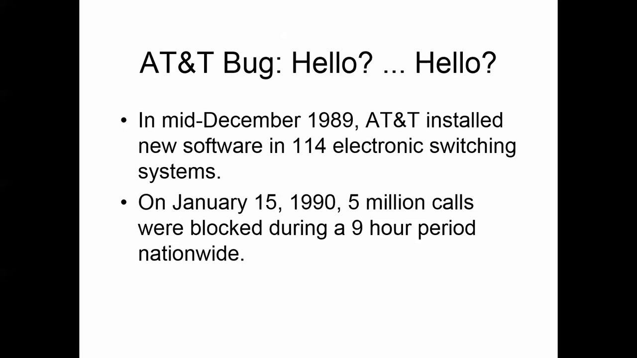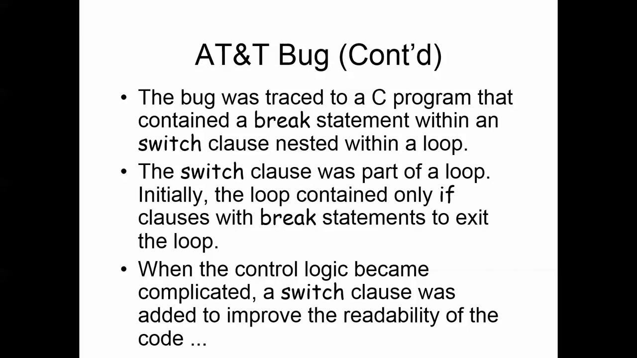All right. AT&T has had its share of bugs. Blocking calls back in 1990, 5 million calls were blocked over 9 hours. Lots of unhappy customers. So the bug was actually traced to a C program, and C is notorious for buffer overflows and bugs in it, but it was actually a break statement in a switch clause nested within a loop. All right.